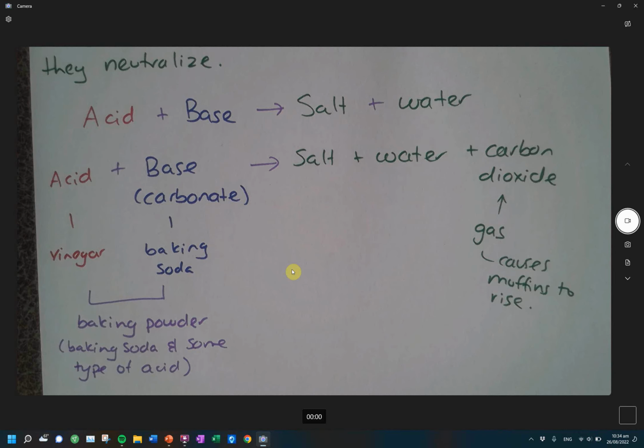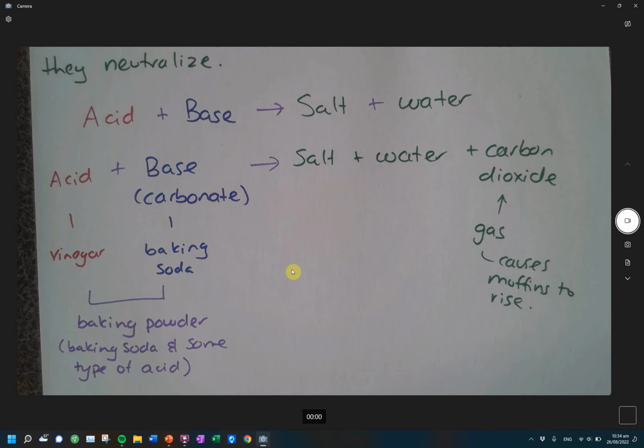Which one tasted sour? The vinegar one. And we know that vinegars are an acid, and do acids taste sour? Yes. So that makes sense as to why the vinegar muffin tasted sour. The one that just had baking soda tasted bitter, and that was just because baking soda is a base. So we see why the muffins tasted the way they tasted, and why some of them rose and some of them didn't rise.